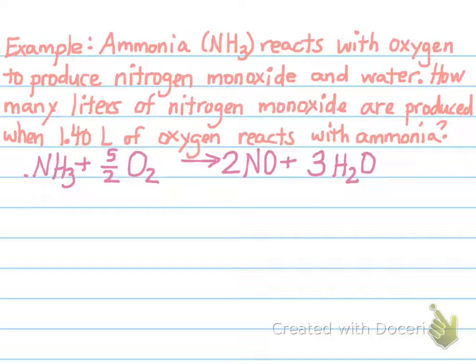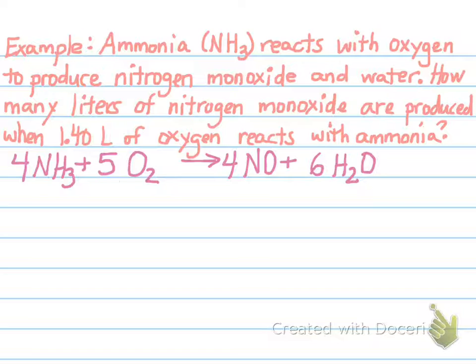So this 2 is now going to be a 4. This 5 over 2 is now going to just be a 5. This 2 is now going to be a 4. And this 3 is now going to be a 6. So now I'm going to check it. I have 4 nitrogens, 4 times 3, 12 hydrogens, 6 times 2, 12 hydrogens, 10 oxygens, 4 plus 6 more makes 10 oxygens, and so that is my correctly balanced chemical equation.